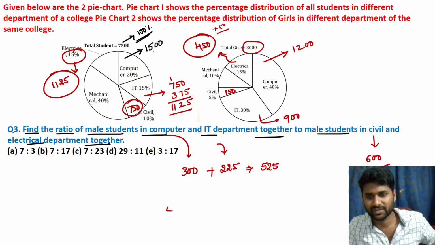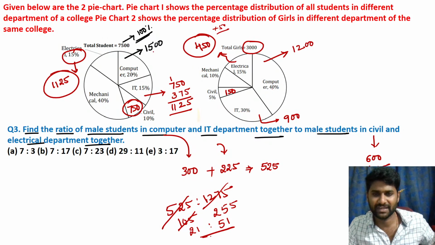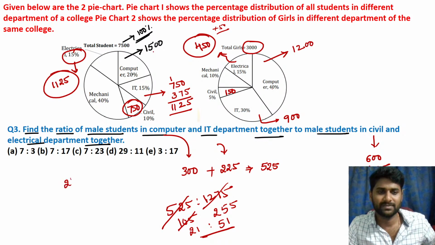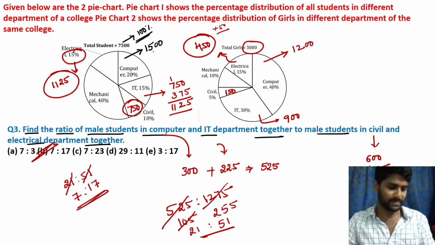We just find the ratio here. 525 is to 1275. So just cancel in the 5 table. 5 ones are 5, 5 twos are 10. Again 5 times 21 is 105, 5 times 51 is 255. So the respective ratio is 21 is to 51. Again see, both cancel in the 3 table. So 3 sevens are 21, 3 seventeens are 51. The respective ratio is 7 is to 17. Just learn how to take the data from the given pie charts.